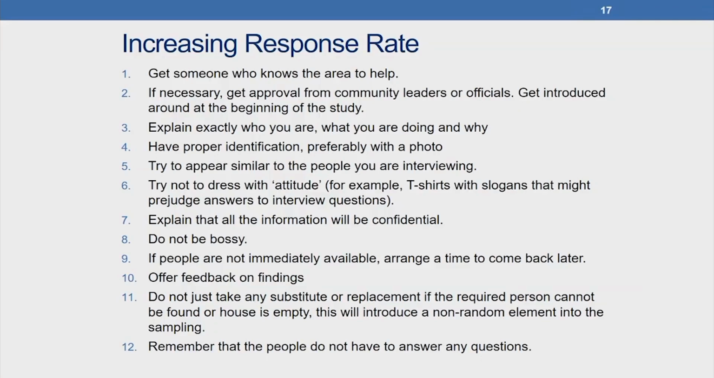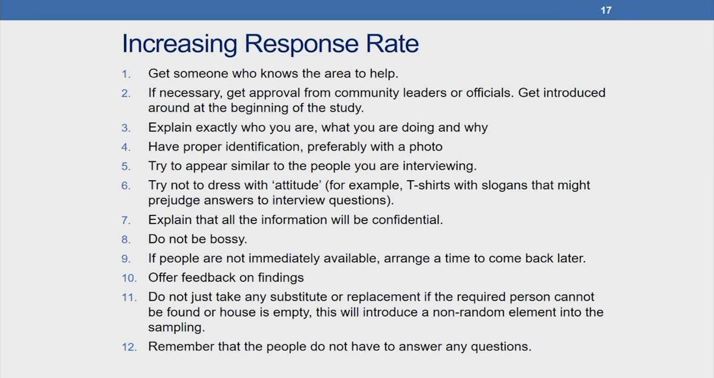So, these benchmarks are to be borne in mind with respect to the context of the research question that we have chosen. These are some of the tips to increase response rate. You get someone who knows the area to help you. If necessary, get approval from community leaders or officials, and get introduced around at the beginning of the study.